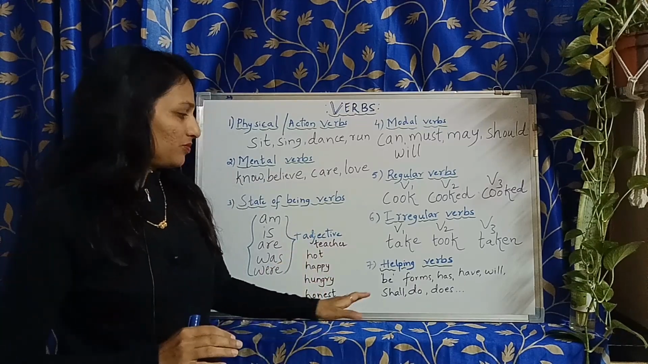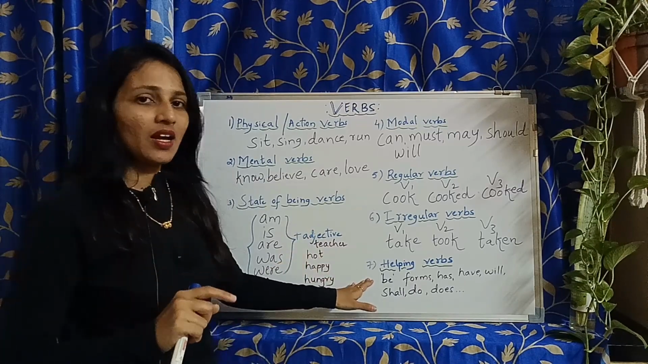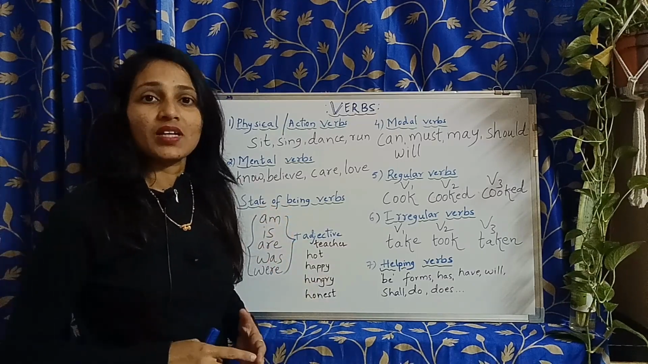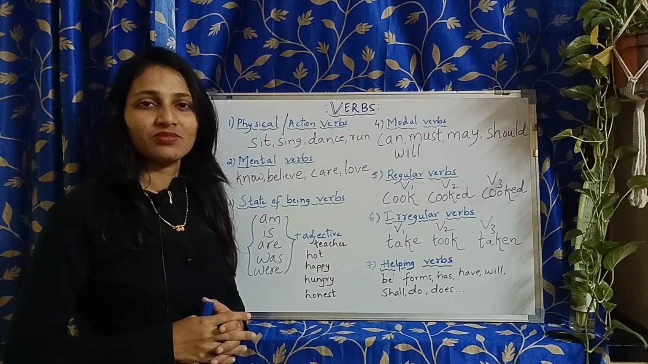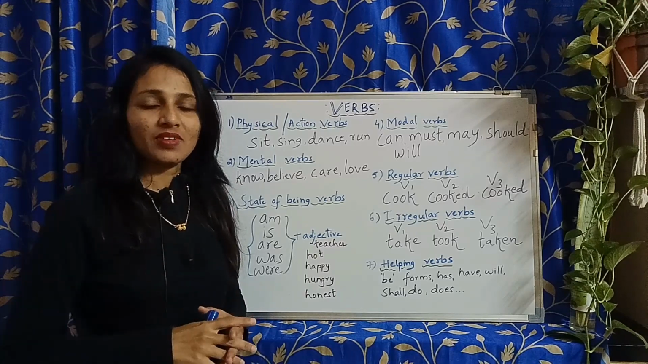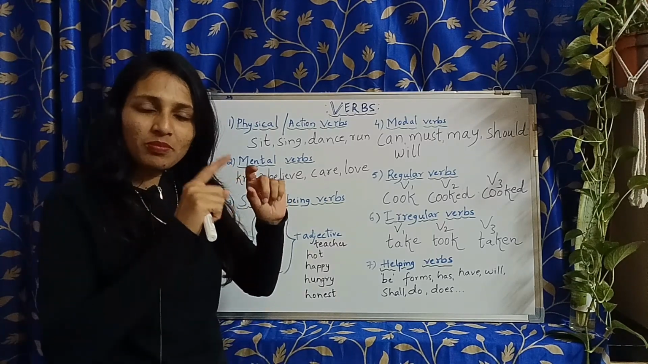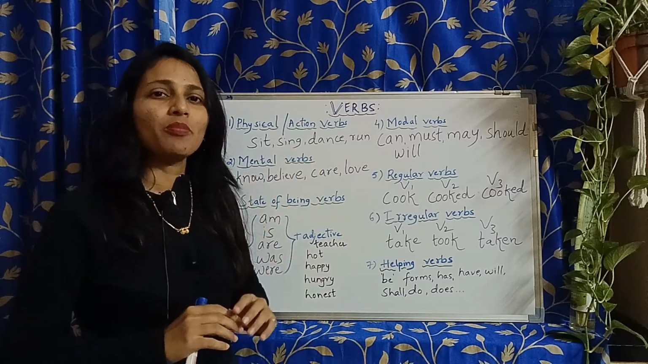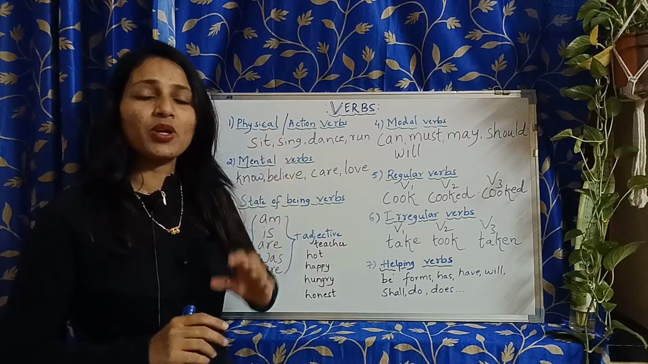For example, when I say be forms, I already told am, is, are, was, were. I'm teaching you. You are listening to me. I'm teaching. Am plus teach. We have two verbs. Teach is your main verb. Am is your helping verb.